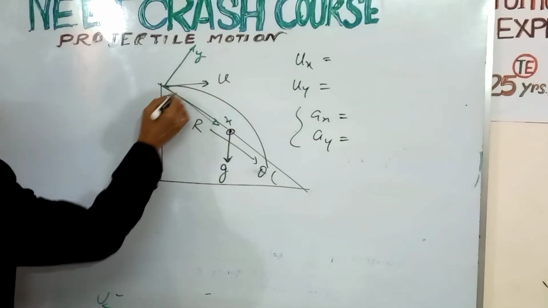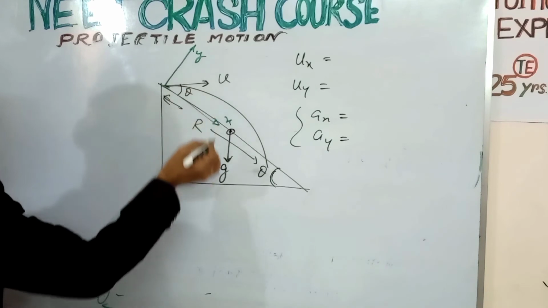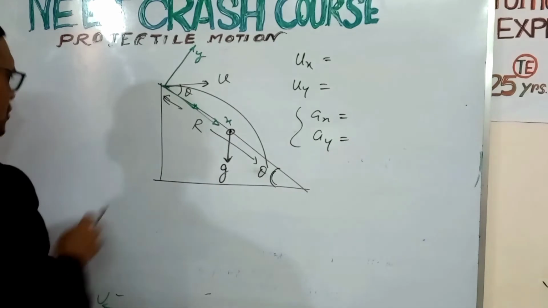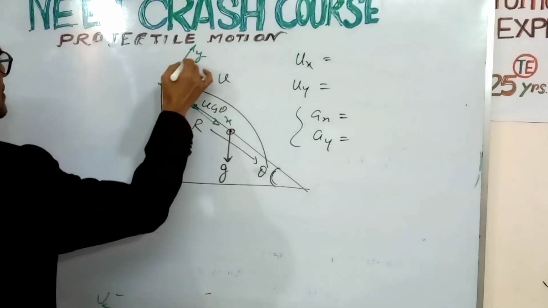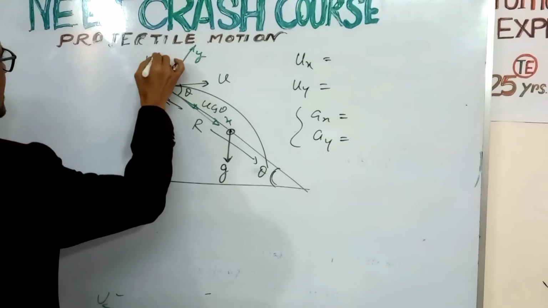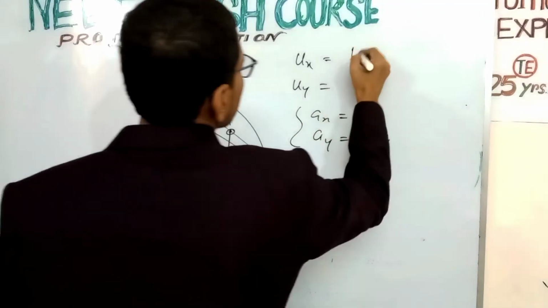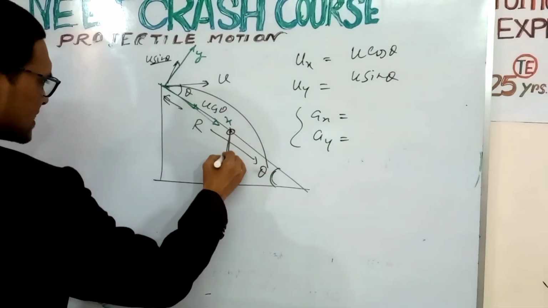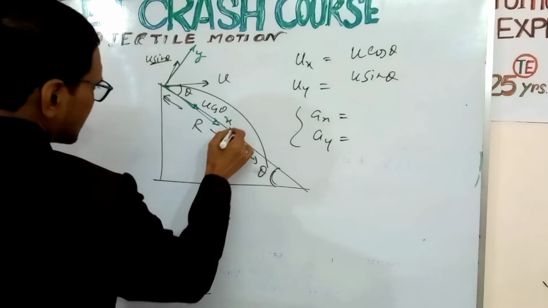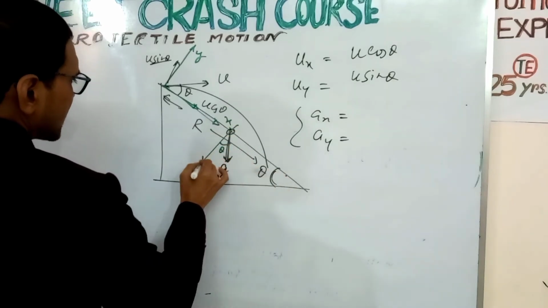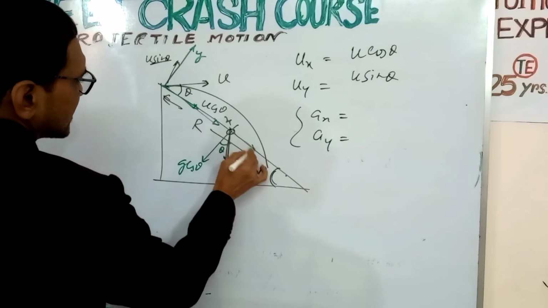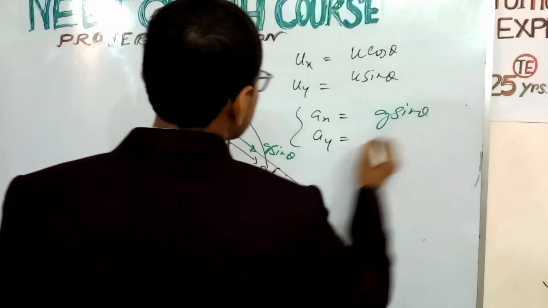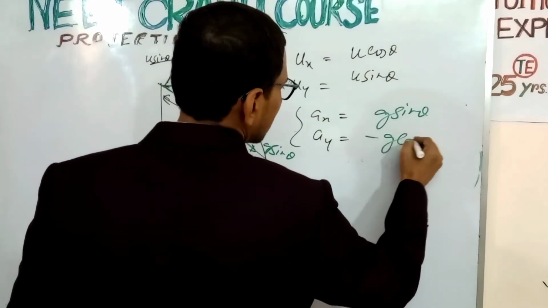If u is this and this is angle theta, so ux will be u cos theta, and uy equal to u sin theta. Now what is acceleration? Acceleration is in this direction. If this angle is theta, then this angle will also be theta. So this is g cos theta and this is g sin theta. So acceleration along x direction is g sin theta and acceleration along y direction is minus g cos theta.